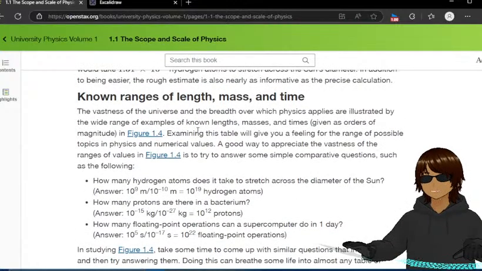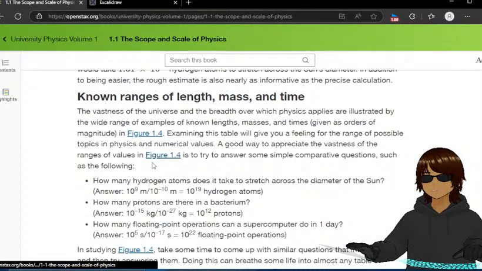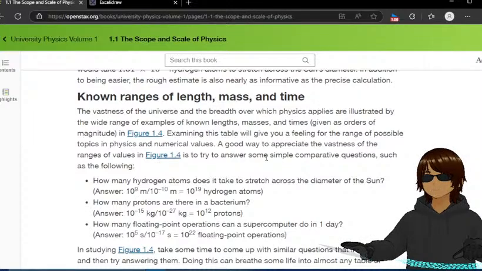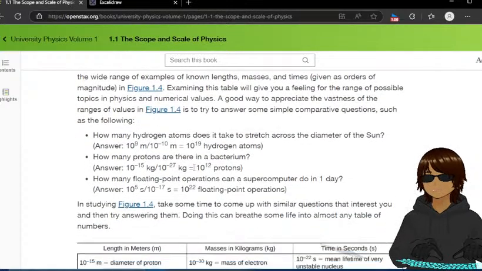The vastness of the universe and the breadth over which physics applies are illustrated by a wide range of examples known as lengths, masses, and times in figure 1.4. Examining this table will give you a feeling for the range of possible topics in physics and numerical values. A good way to appreciate the vastness of the range of values in figure 1.4 is to try to answer some simple comparative questions such as the following.